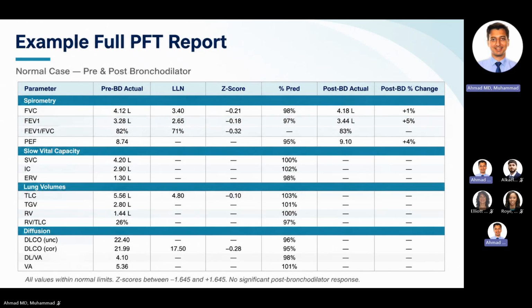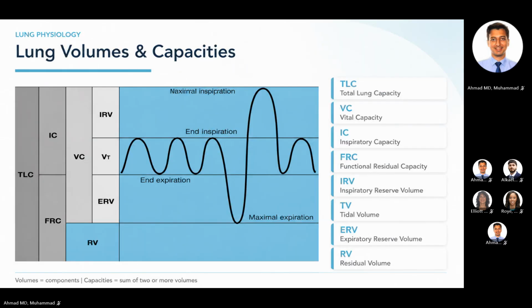Here is an example of a full pulmonary function test report. On the top, you see spirometry. You look at the FEV1 FVC ratios. You look at the FEV1 and the FVC. On the slow vital capacity, below that, the lung volumes, total lung capacity, and then the diffusion capacity.